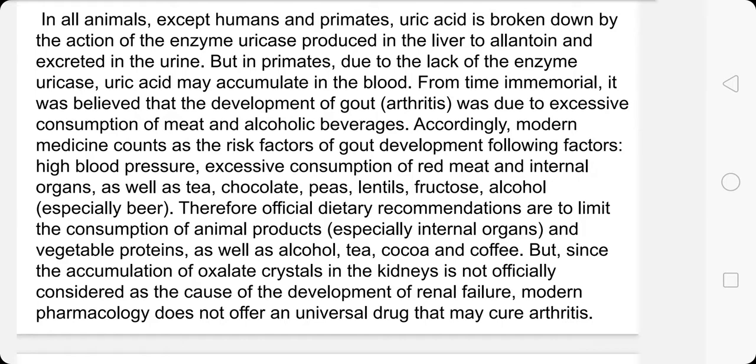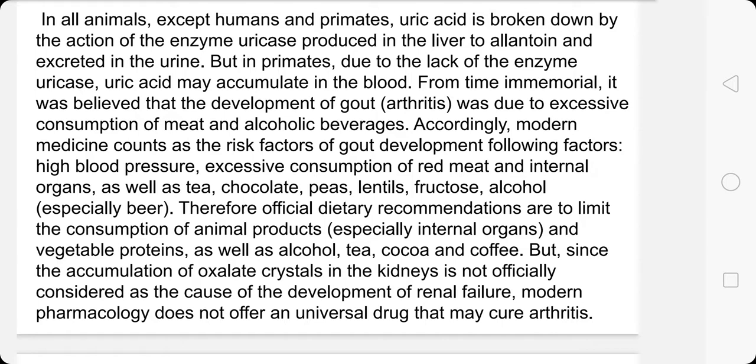an enzyme named uricase, and this enzyme is produced in the liver, and then it can be excreted. But in primates and humans, due to the lack of the enzyme, uric acid may accumulate in the blood, and it was always thought that arthritis is due to excessive consumption of meat and alcoholic beverages. It is not so, absolutely wrong. So these medical professionals again gave the wrong explanation.